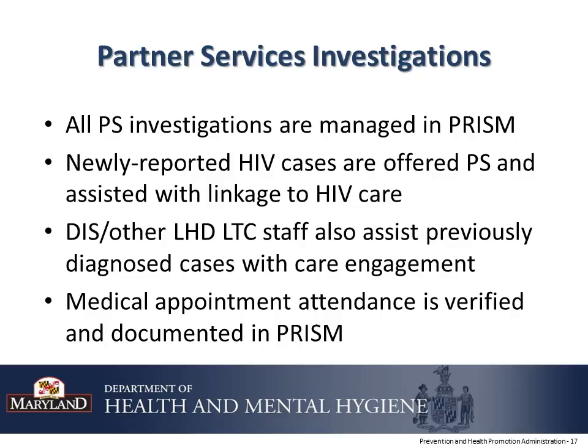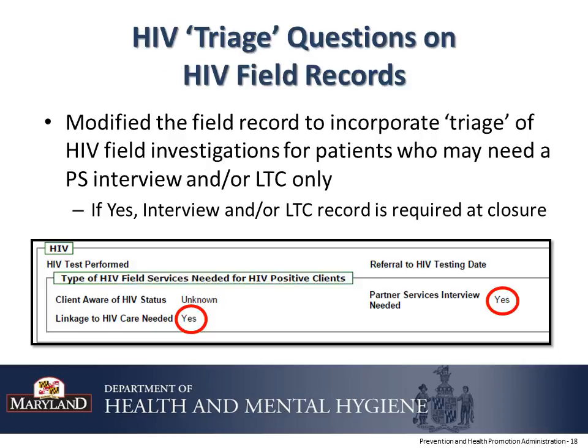So one of the first things that we added is something that Baltimore City had been using for a while, and we call them the triage questions. It's 3 questions. Is the client aware of his or her HIV status? Linkage to care, is it needed? And is a partner services interview needed? The answers to those questions help us understand how to approach each investigation. And there are also edits associated with it, so that if you say yes, linkage to care is needed, then you can't close that field record without creating a linkage to care record, for example.